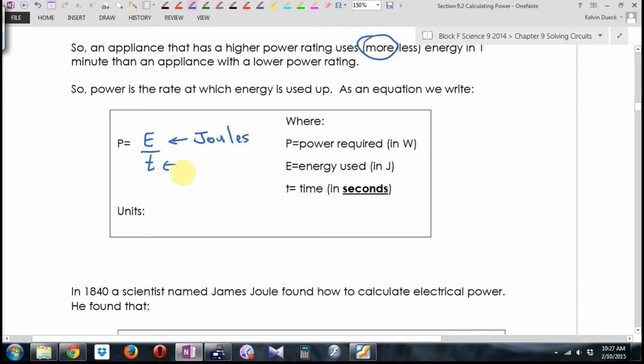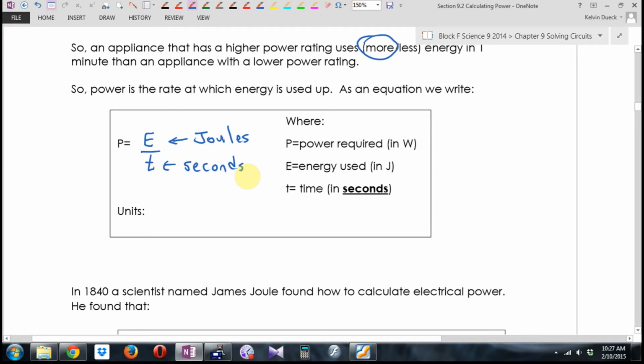And time, the fundamental unit for time in all science is seconds, not hours, not minutes. Time is always measured in seconds. Which means if they give you a time in hours or minutes, you'll have to convert it.